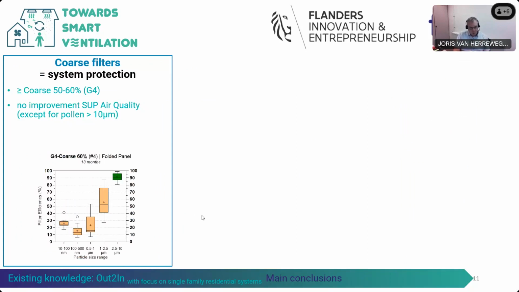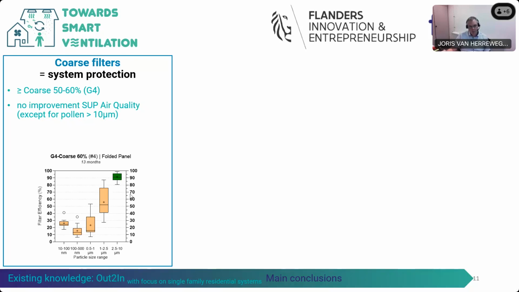I tried to summarize our findings of this project in one slide, and I will start with the results of the coarse filters. If we look at the graph on the x-axis, you see different particle classes ranging from smaller particles to larger particles, and on the y-axis, you see the efficiency of this filter for these different particle classes over a follow-up period of 13 months.